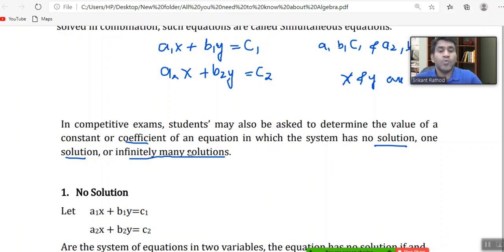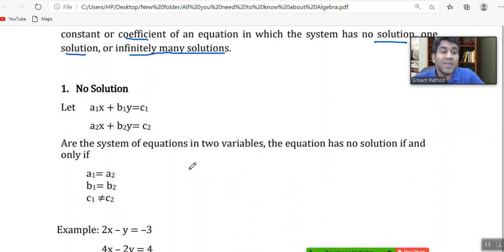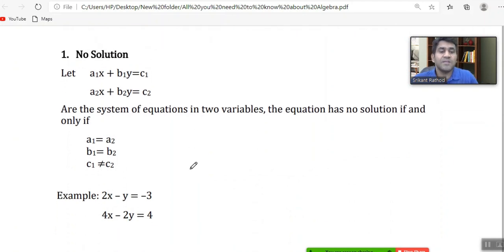So how do we decide, or how do we check, whether the given system of equations has solutions or not, or how many solutions they have? These are the three main points we need to know about. Let's consider the first condition: when can we say a system of equations has no solution.